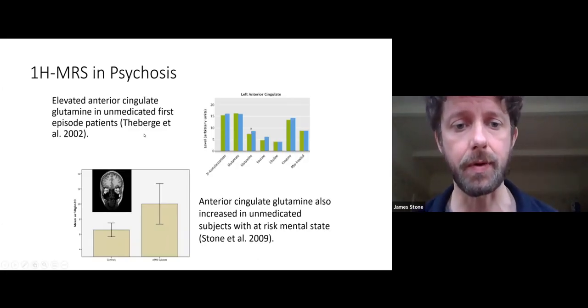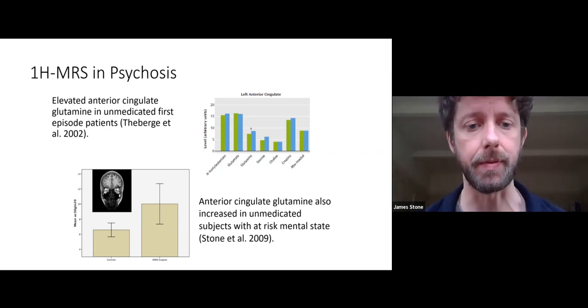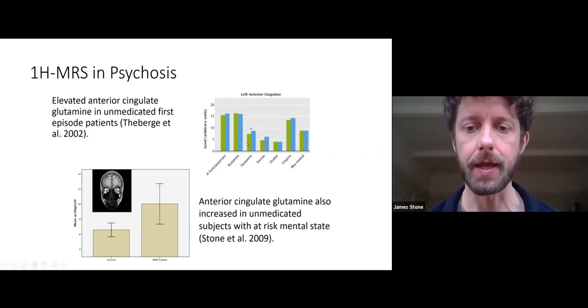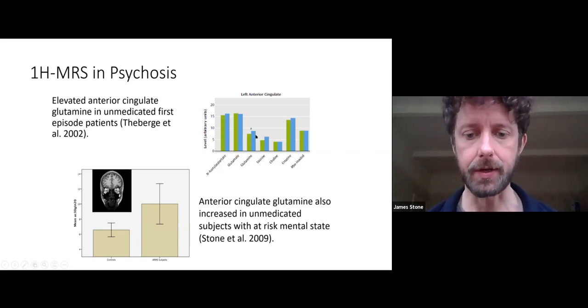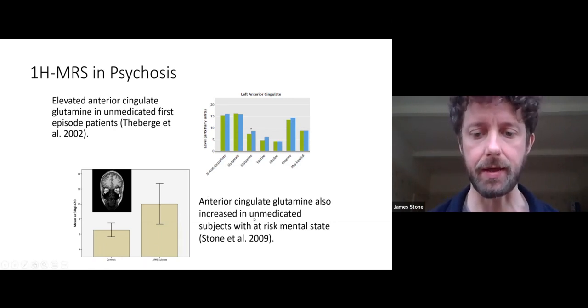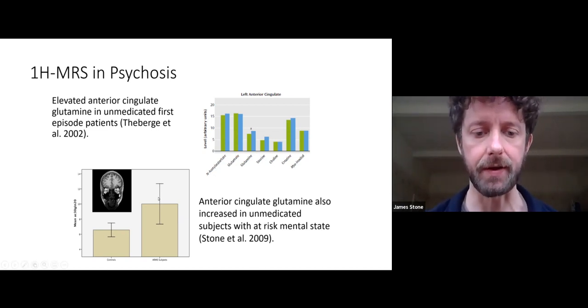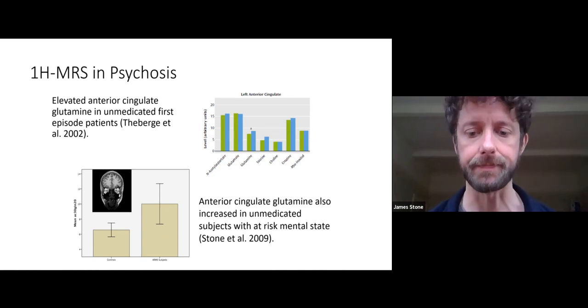Other groups had already looked at this. One group, Bartha, who published in 2002, found that patients with first episode psychosis who are unmedicated had elevated glutamine, which is a precursor to the glutamate, in the left anterior cingulate. And for my PhD, I looked at this in people with so-called at-risk mental states, so at high risk of developing psychosis. They had sub-threshold schizophrenia-like symptoms, and I found exactly the same thing, that there was increased anterior cingulate glutamine in this brain region.